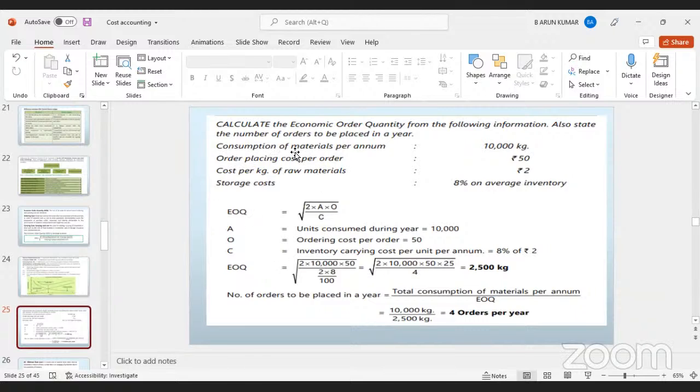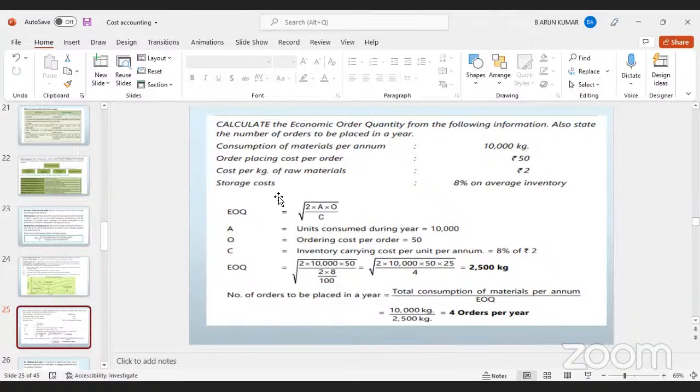The first one is consumption of material per annum, that is A. Annual consumption is 10,000. Order placing cost, the cost per order, is 50 rupees, and the cost per kg of raw material is 2 rupees.